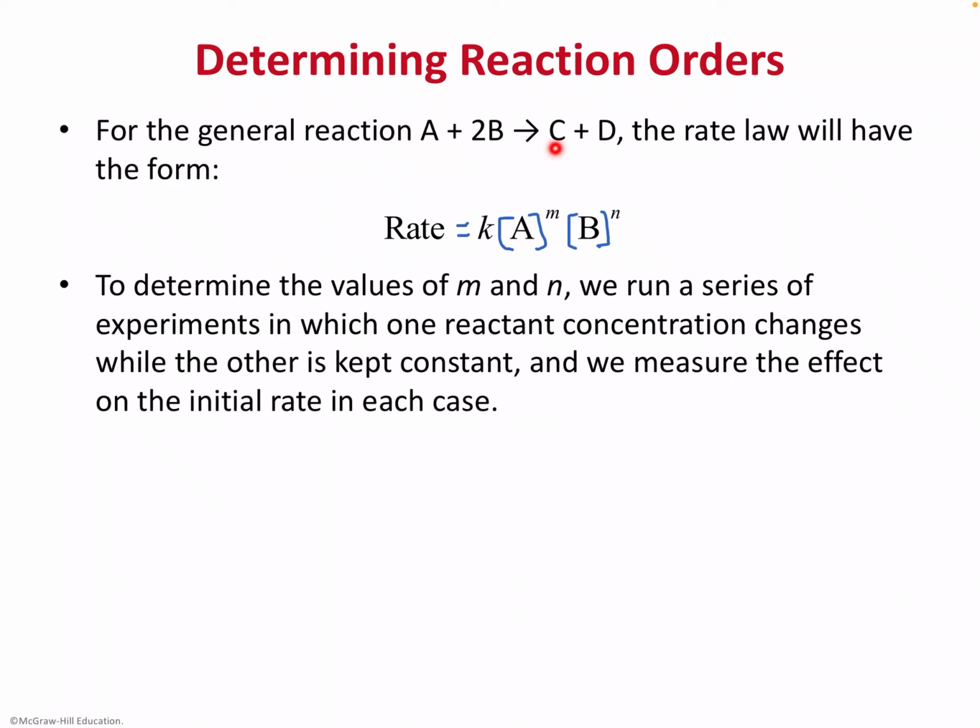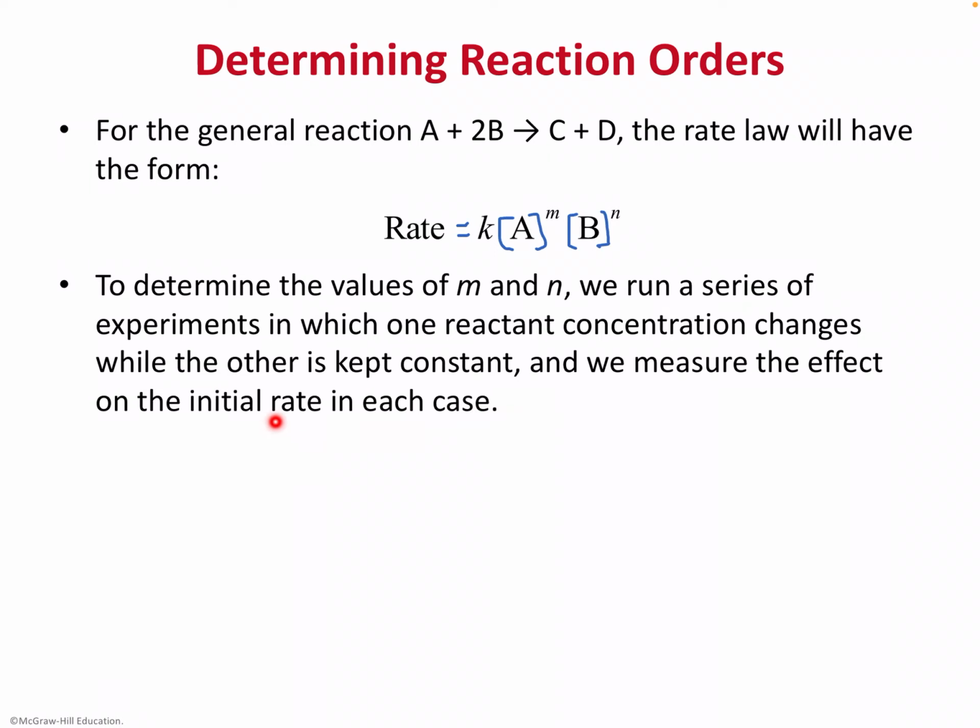The rate law will have the form rate equals k, which is a rate constant, times [A] raised to the power m, [B] raised to the power n. Since we do not know the reaction orders, we put them as m and n. So to determine the values of m and n, we run a series of experiments in which one reactant concentration changes while the other is kept constant, and we measure the effect on the initial rate in each case.